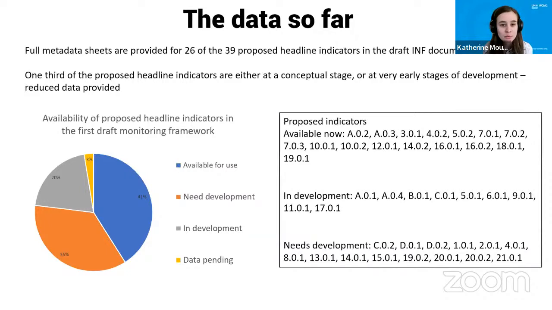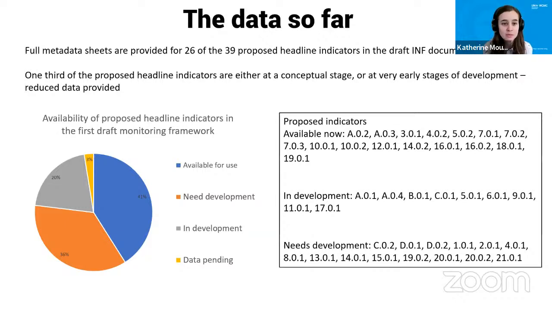And if we look at the pie chart on the screen, around 40% in the blue are available for use today. So if these indicators were adopted by the parties, they are ready to go from day one. Around 20% in grey are in development. So we have categorized these as being ready in the next 2 years. So there is development work happening on them. And then the orange, the 30%, this is indicators that need development. So these are the ones that are very conceptual. They won't be ready within the next 2 years.